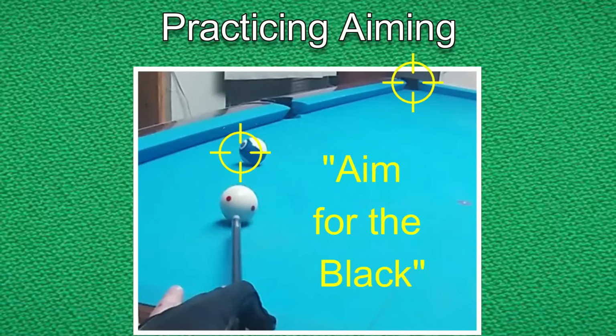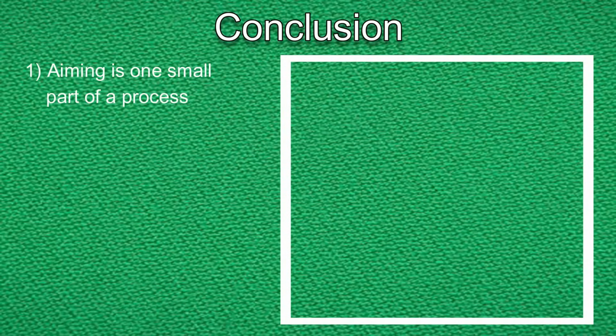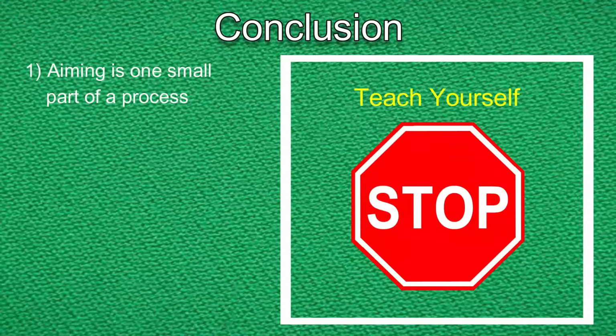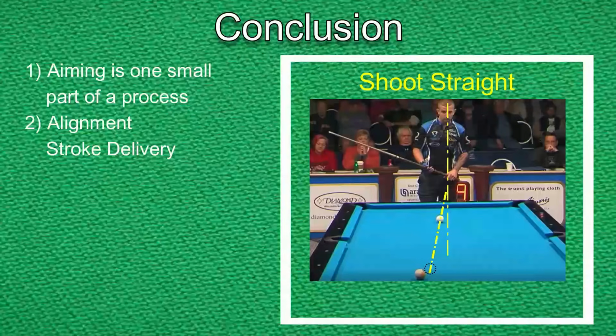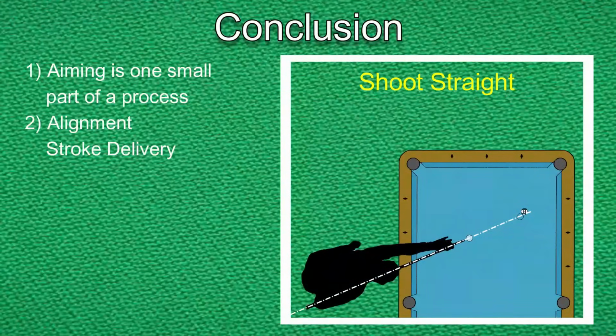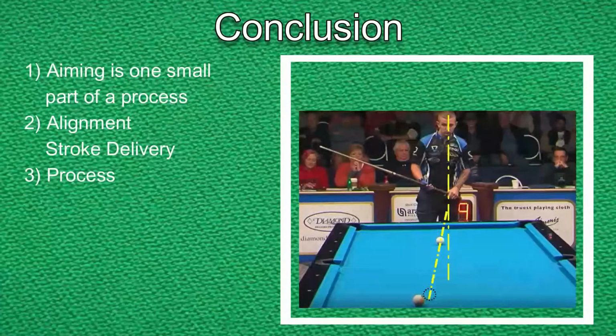Okay, let's review the main points. First, we learned that aiming is one small, inseparable part of a larger process. You can only teach yourself how to aim by putting in the work. If you find yourself drawn to an aiming system as a cure for missing, stop. Ask yourself, are you shooting straight? Professional players are constantly training to perfect their alignment and stroke delivery because they know that without a straight stroke, nothing else matters.